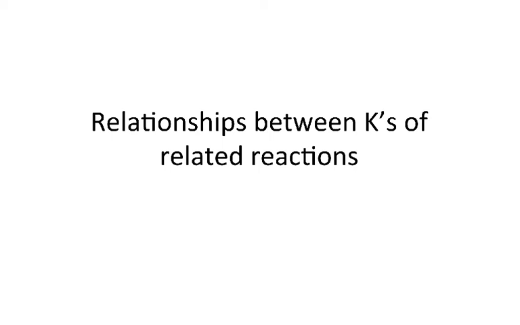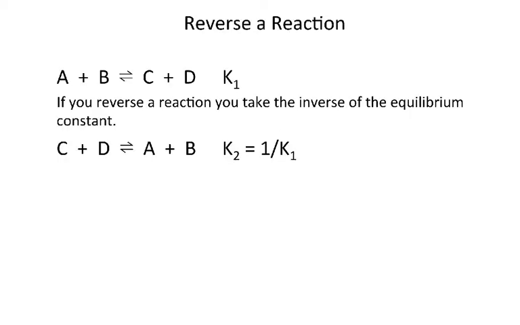In this video, we're going to be looking at examples of how the equilibrium constants of related reactions are themselves related to one another. So, just to review, if I have a given chemical reaction and I reverse it, so I swap the reactants and the products, then to get my new equilibrium constant, I just take the inverse of the equilibrium constant of the original reaction.